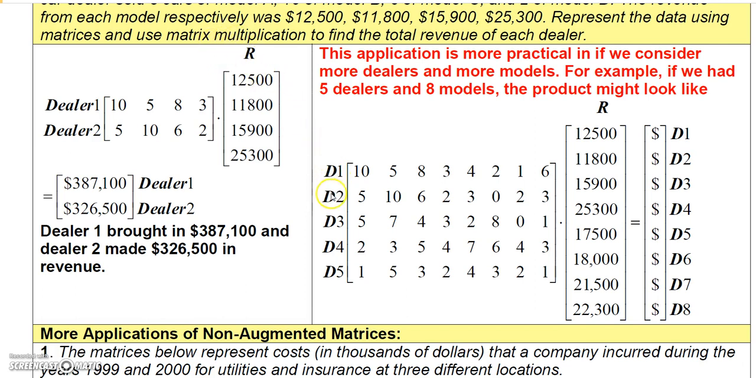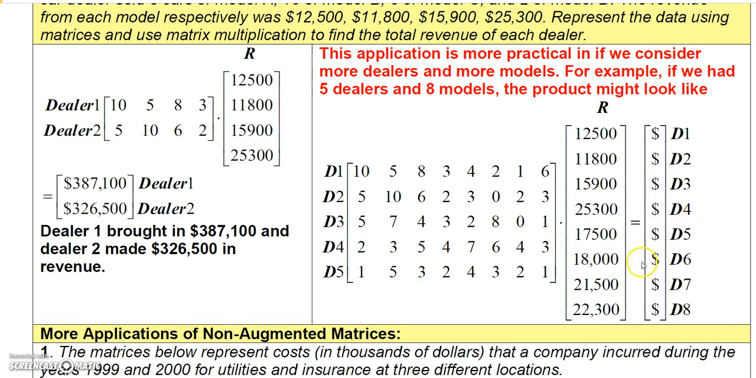Let's say you have 5 dealers, and then let's say you have 8 models of cars, and I just put in some random numbers here to show you how many cars of each type each dealer sold, and then I put in the revenues for the 8 different car models. So if you multiplied these together, when you did this row with this column, it would give you the revenue that dealer 1 brought in, and if you multiplied this row by this column, it would give you the revenue dealer 2 brought in, and so on. Dealer 3 by this column would give you the revenue dealer 3 brought in, and then dealer 4 would give you dealer 5, and so forth.